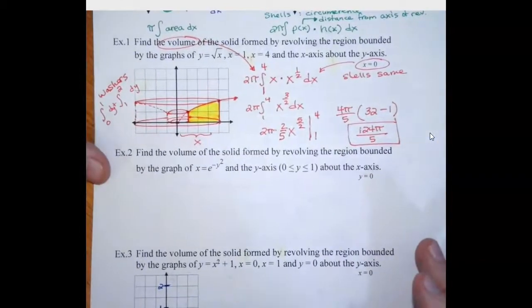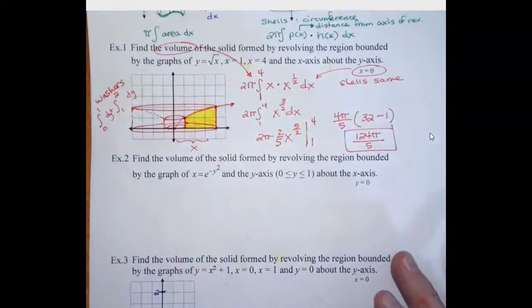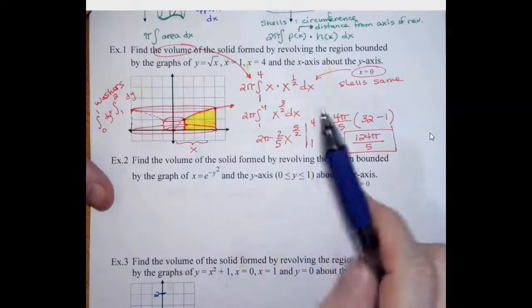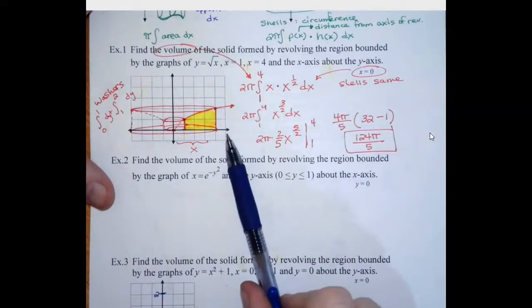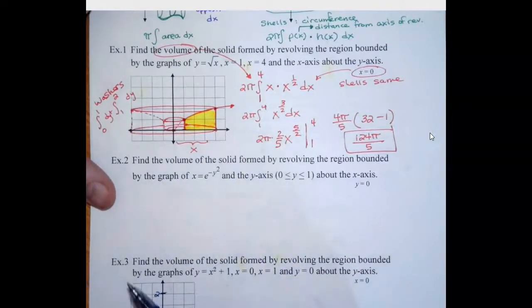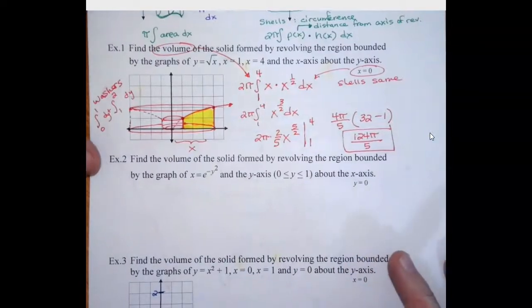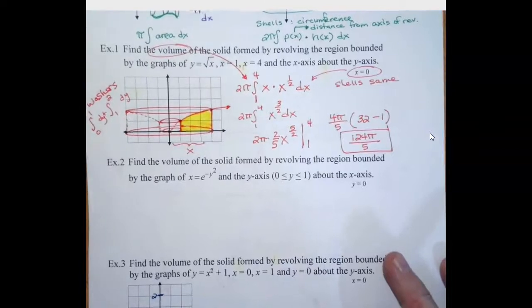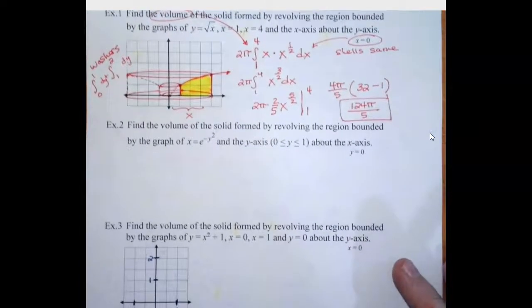Okay. Now, I don't know if I explained that very well, but you might say, well, that was easy. Why don't we use that all the time? Because sometimes shells are easier and sometimes discs and washers are easier. So we want to be able to evaluate that and figure out what's going on there. Okay, so let's look at this next example.